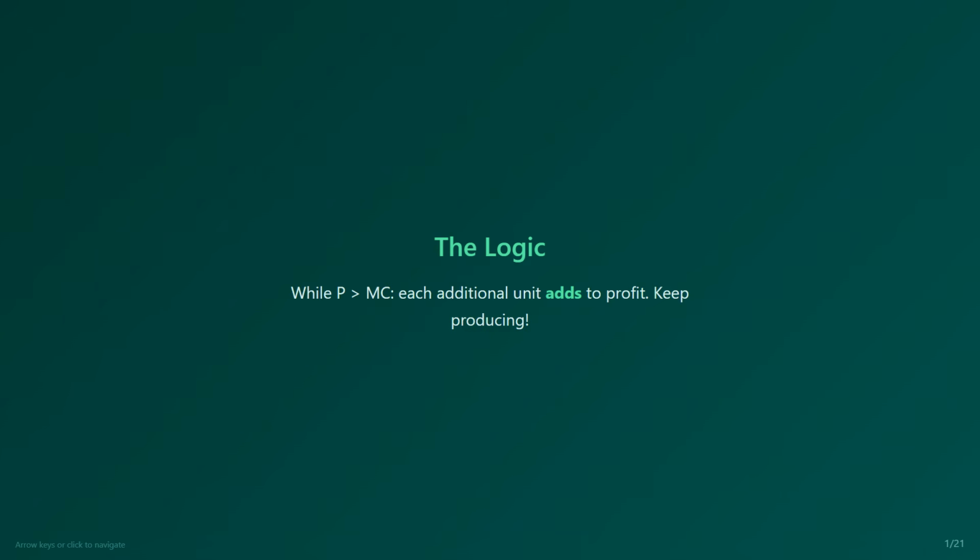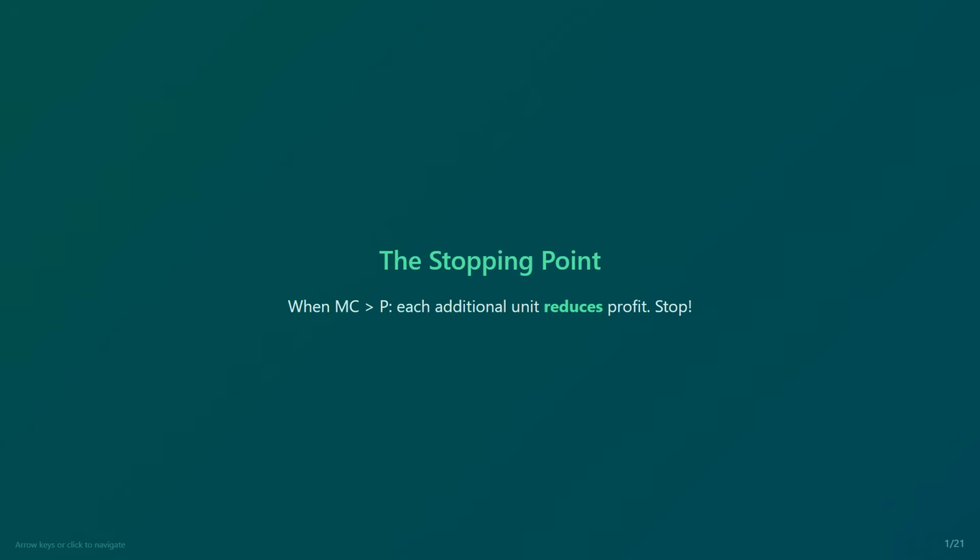Why does this rule work? Let's think about it step by step. As long as the market price is higher than marginal cost, P greater than MC, each additional unit produced adds to profit. Therefore, it's worth continuing production. But once marginal cost exceeds the market price, MC greater than P, each additional unit actually reduces profit. So, production should stop. The optimal stopping point is where P equals MC. In reality, as in our example, there isn't always perfect equality, so we stop at the last point where P is still greater than MC.